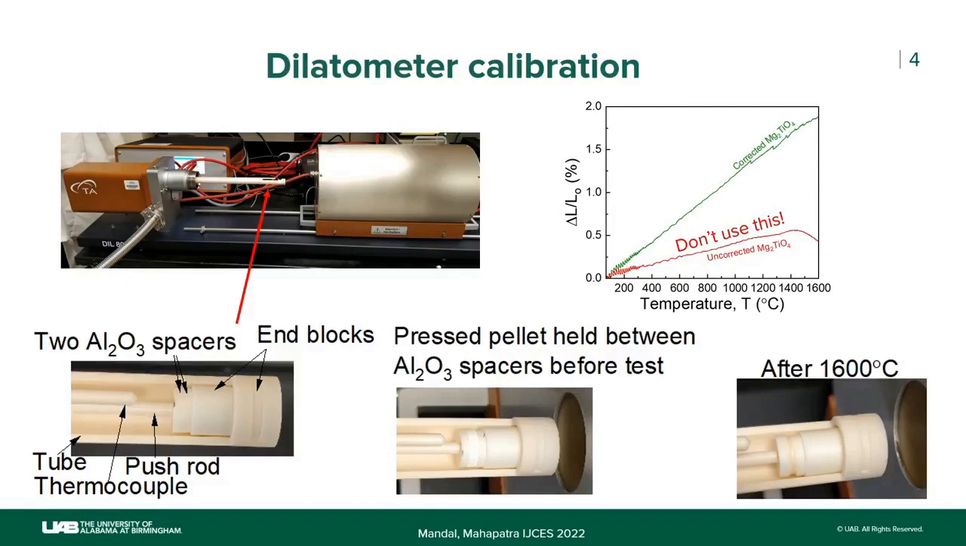So what we do is that first we run the dilatometer without any samples, so just the spacers, and we get the data. And then we use that data to correct or calibrate this raw data, and that's how we get very accurate thermal expansion coefficient or dilatometry data. So when we do it for sintering studies, we place a pressed pellet sandwiched between these two spacers. We do the dilatometry, and this is how it looks after the test. You see that it has shrunk due to sintering.